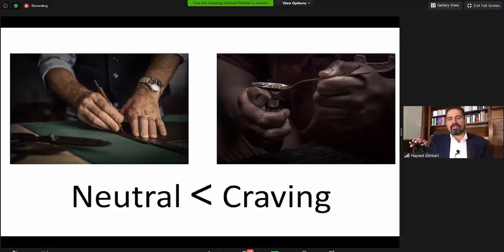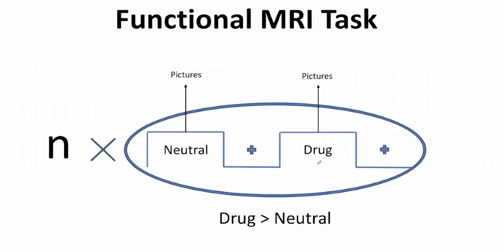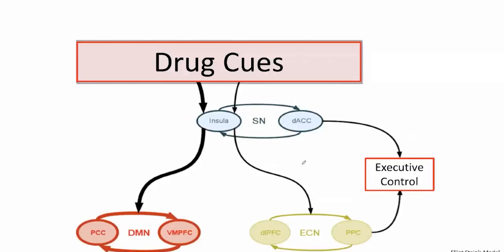And what we do is put people inside the scanner, show them neutral pictures and drug-related pictures, with the hope that we would be able to find the neural circuits and networks that are involved in substance use disorder, and then think about how we can develop interventions for modulating drug craving. This is the way that we do it. We show them neutral and drug-related pictures, and make the contrast to find the networks that are involved.